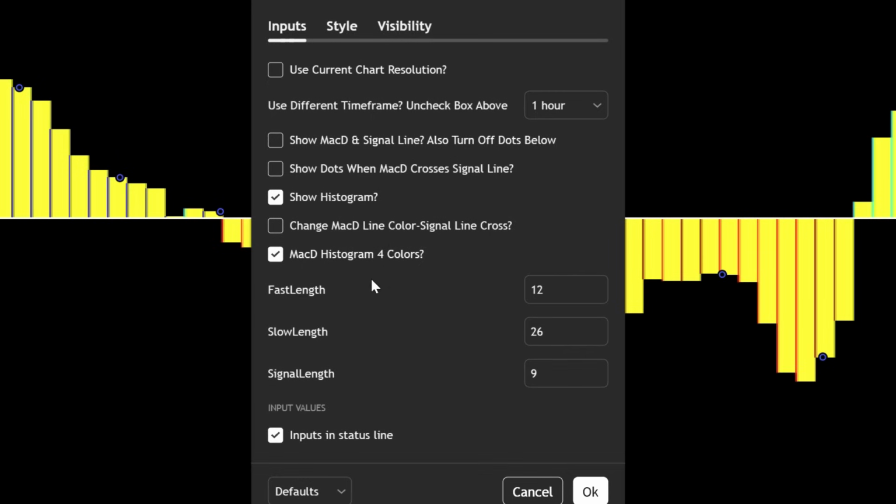We want to keep this clean too. Disable everything in this tab except for histogram options.